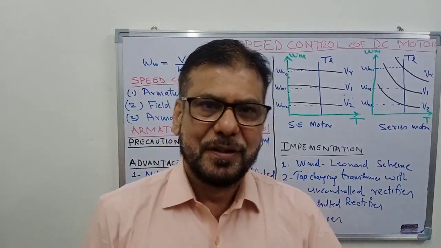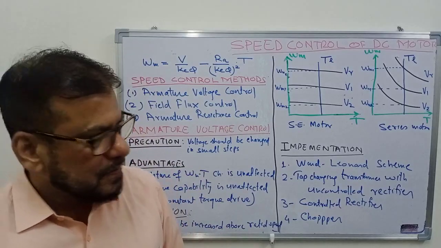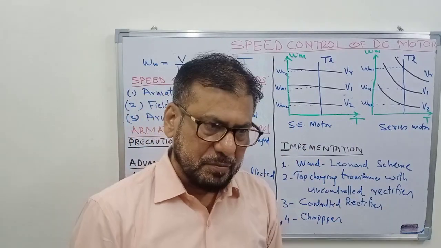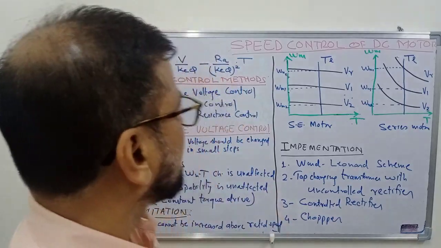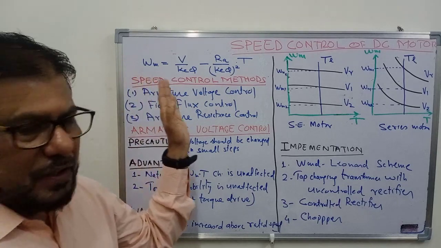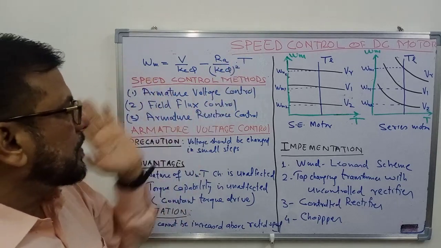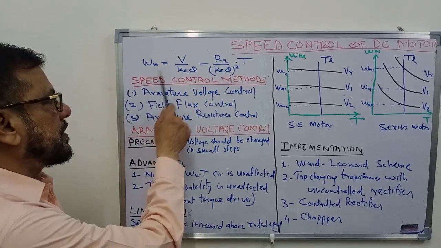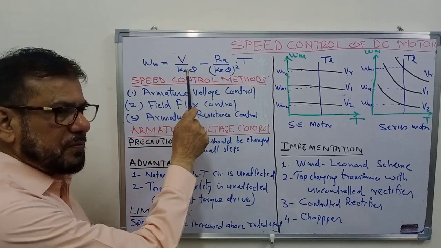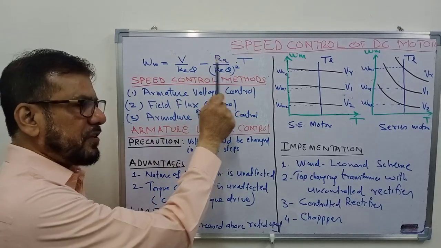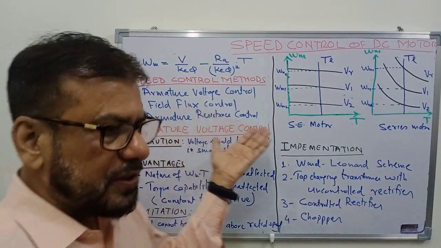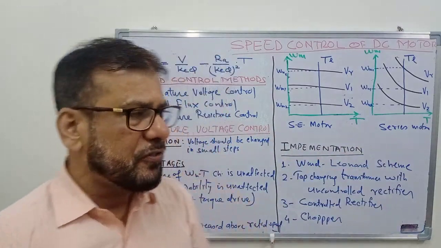Hello students, in today's lecture we shall discuss the various methods of speed control of a DC motor. You recall the equation that we discussed earlier relating speed and torque. So speed depends on voltage, the flux produced by the field winding, and the armature circuit resistance. So obviously there are three methods that you can think of.